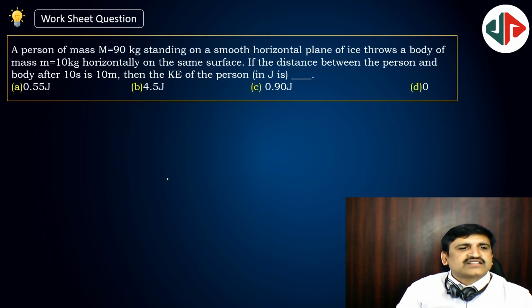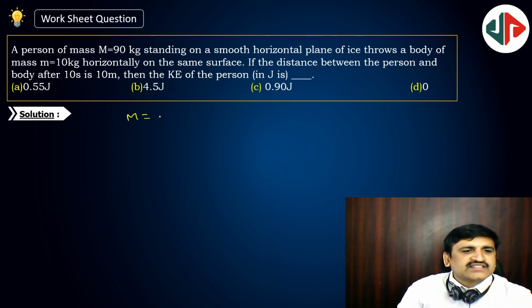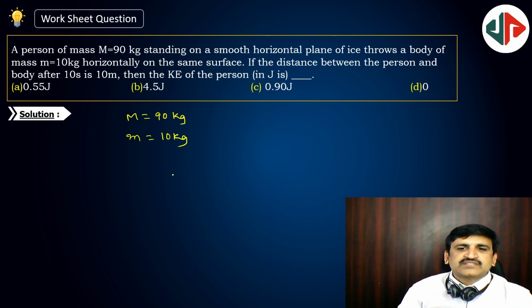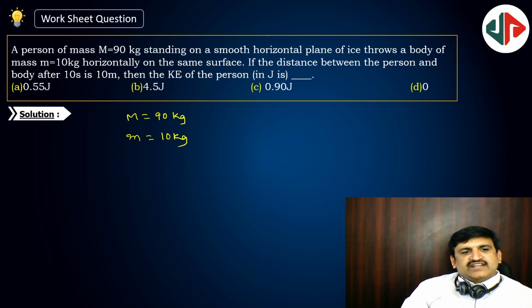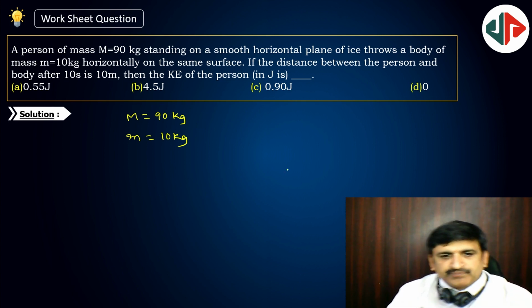Next. A person of mass M equal to 90 kg, standing on a smooth horizontal plane of ice, throws a body of mass 10 kg. She is throwing 10 kg, okay, horizontally on the same surface. If the distance between the person and the body after 10 seconds is 10 meters, then kinetic energy of the person is, so M is 90 kg, small m is 10 kg.